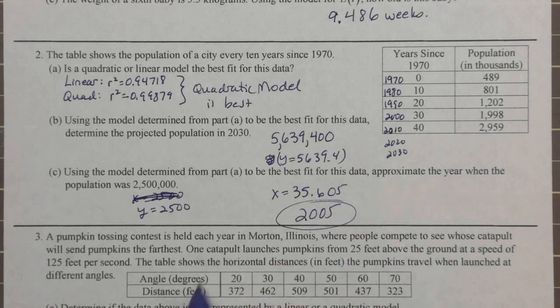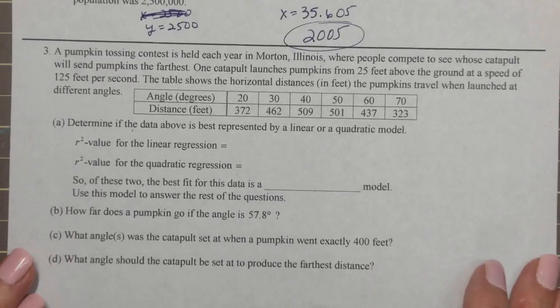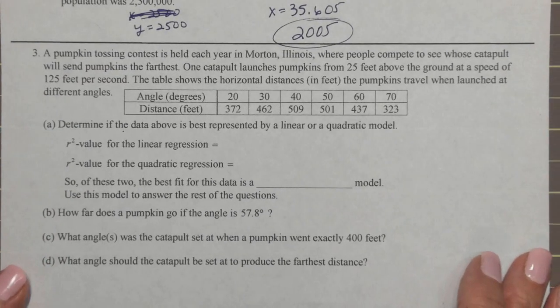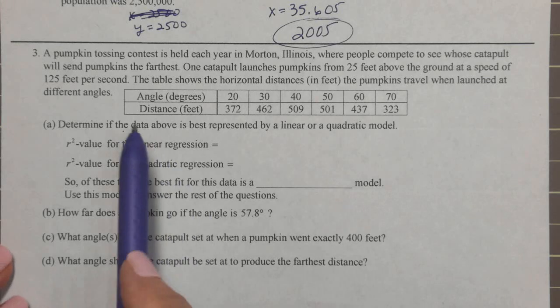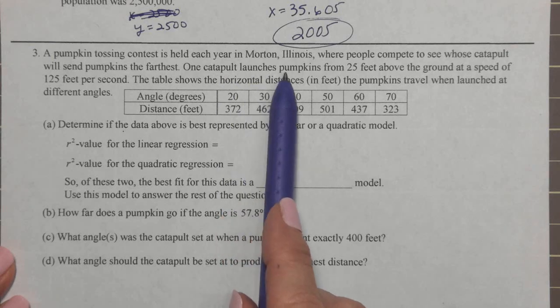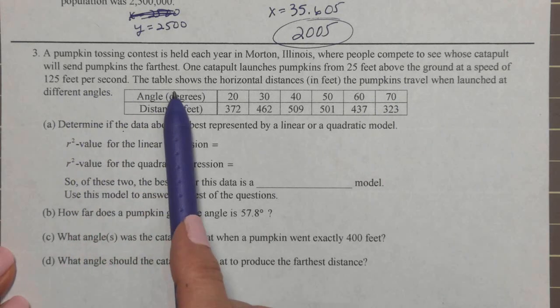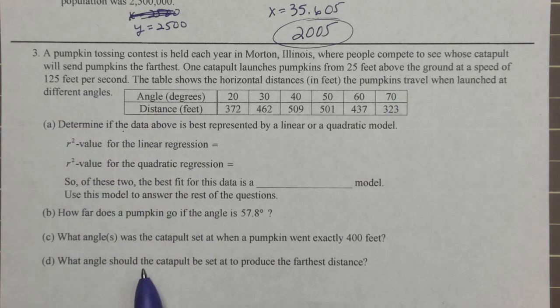Okay. So we're getting information from the graph for this model. Okay, let's do one more example here. A pumpkin tossing contest is held each year in Morton, Illinois, where people compete to see whose catapult will send pumpkins the farthest. One catapult launches pumpkins from 25 feet above the ground at a speed of 125 feet per second. The table shows horizontal distances in feet the pumpkins travel when launched at different angles.